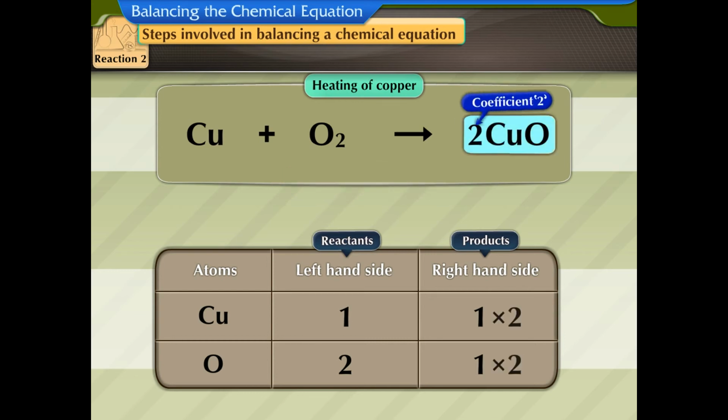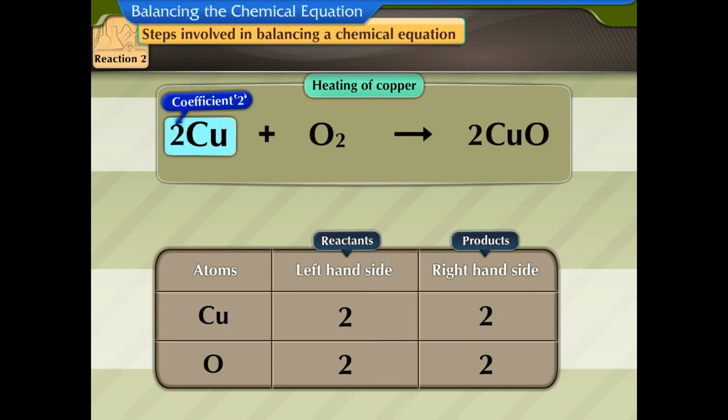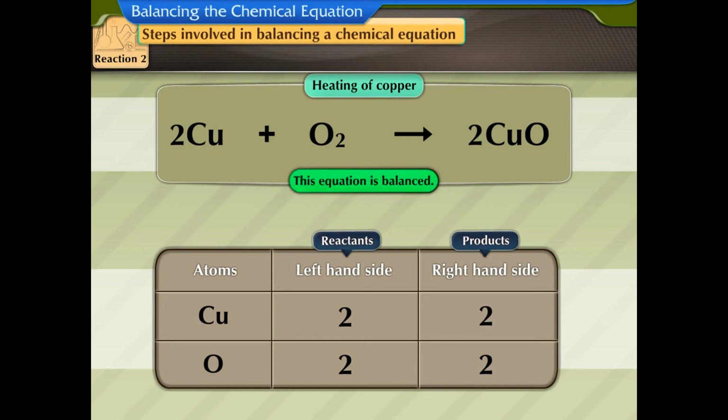If we put a coefficient 2 for the copper oxide molecule, the number of oxygen atoms are balanced, but not the number of copper atoms. Put a coefficient 2 for the Cu atoms on the left-hand side. There are 2 copper atoms and 2 oxygen atoms on either side of the equation. The number of atoms of each element on the left-hand side is equal to the number of atoms of each element on the right-hand side. Hence, this equation is balanced.